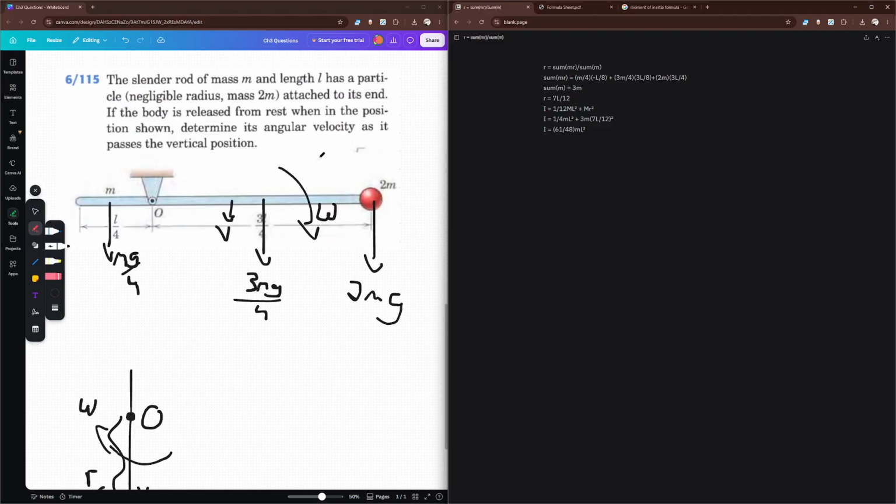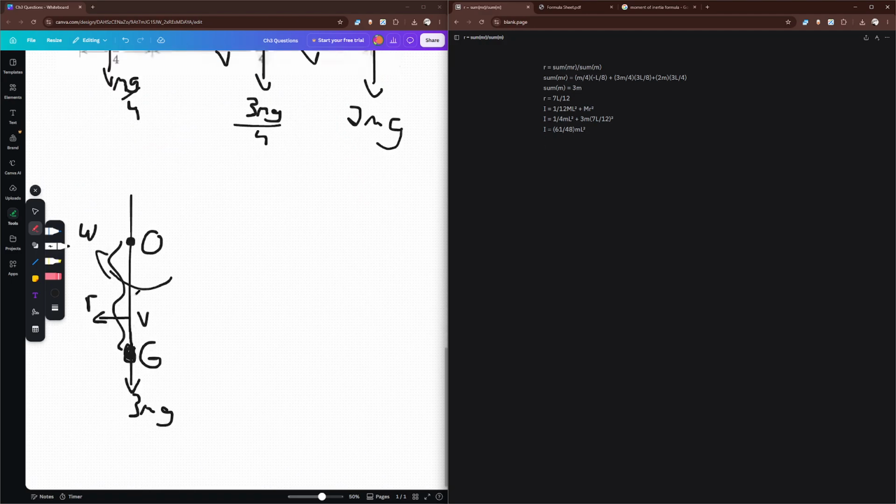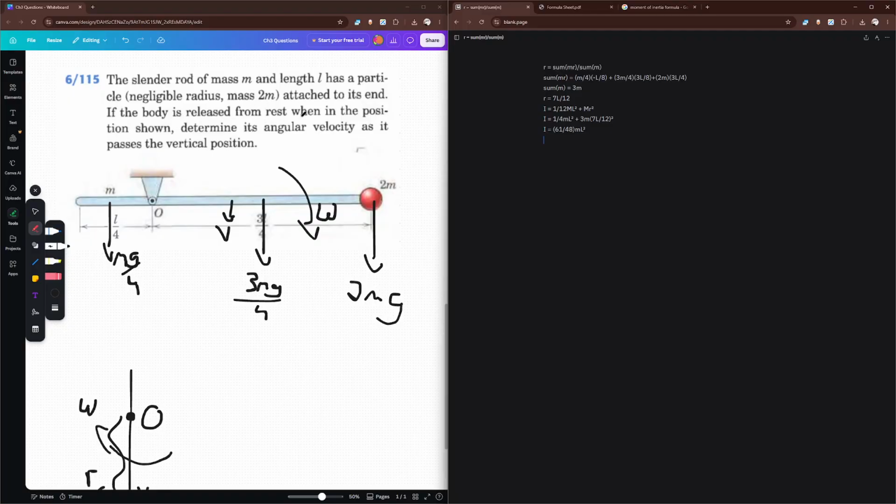Now we can finally solve for what we were looking for, which is the angular velocity as it passes the vertical position. It is released from rest, meaning that it has no initial kinetic energy. If we make this our datum, there will also be no potential energy, so its initial energy is just 0. Now let's look at its kinetic energy here. Its kinetic energy in its second state is only rotational, because this is rotating, so we have a half I omega squared. And then we need our potential energy, which is mgh.